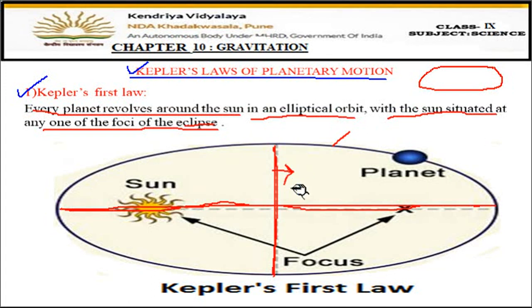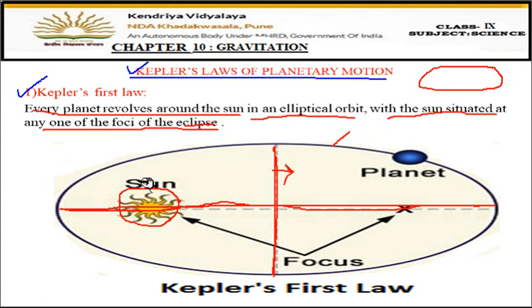So the sun may be situated on any one of the foci. The sun can be on the minor side also, the sun can be on the major side also. Okay, so we are considering that the sun is present on the major focus, present in between the elliptical orbit. So every planet moves around the sun in an elliptical orbit, and the sun is situated at any one of the foci.